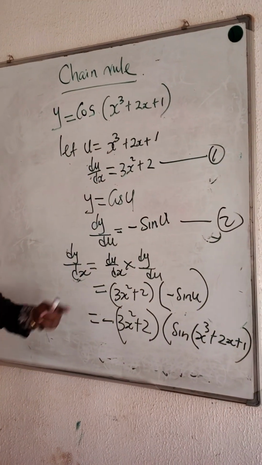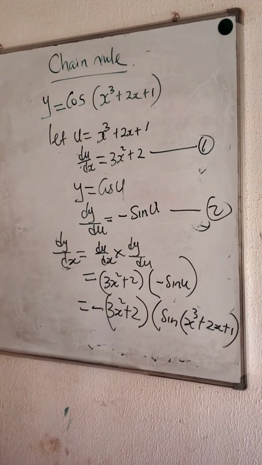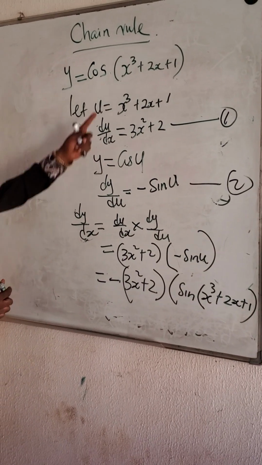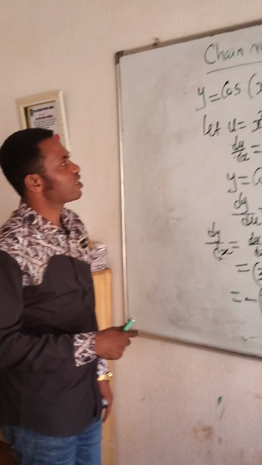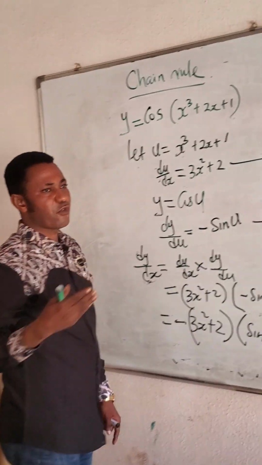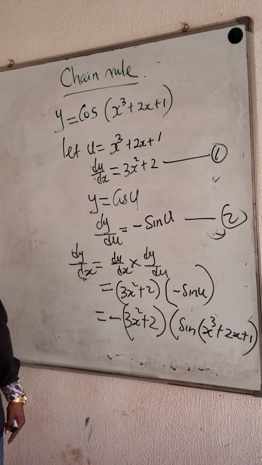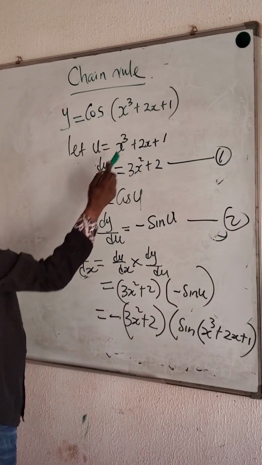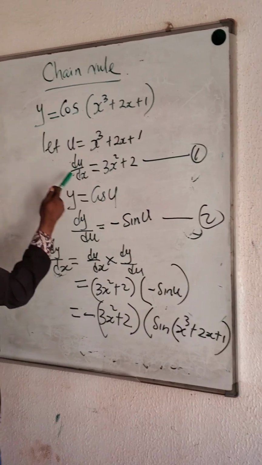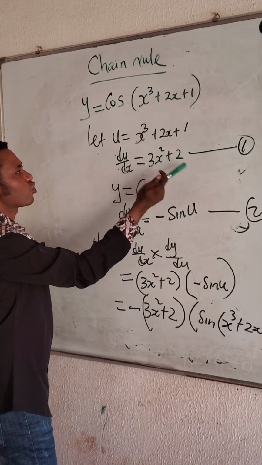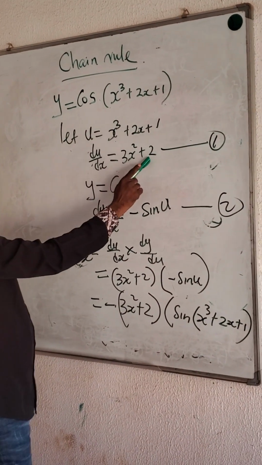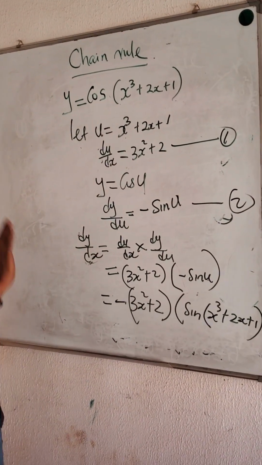And let me explain again, so that we should get it very well. I told us earlier that the function is y equal to cos of s power 3 plus 2s plus 1. And we say let u be the inner function, which is s power 3 plus 2s plus 1. Then we differentiate this function with respect to x. We now have 3s squared plus 2. That is, differentiate s power 3, you have 3s squared. Differentiate 2s, we have 2. We call this equation 1.